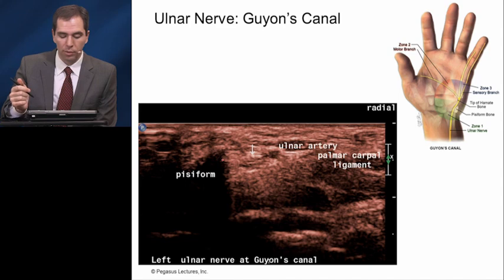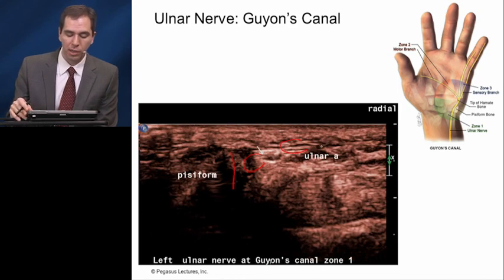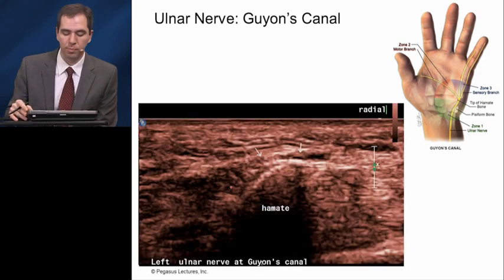So this is the ulnar nerve within Guyon's canal, and you can see it's along the inner aspect of the pisiform with the ulnar artery adjacent to it. You can follow it all the way through Guyon's canal. The arrow is pointing to the nerve. Right at the level of the hook of the hamate, it divides into the deep motor and superficial sensory branches.